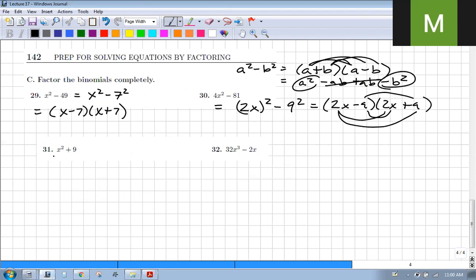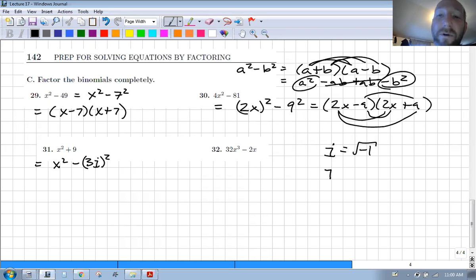So what about these? This one might be like, oh, that's not the difference of the two squares, is it? Actually, it is. If you think about imaginary numbers, this is x squared minus 3i squared. Remember, i is the square root of minus 1. So i squared is minus 1. So if we square this i here, we get a minus, which will cancel with that minus and give us a plus. Right? So this is x minus 3i times an x plus 3i.